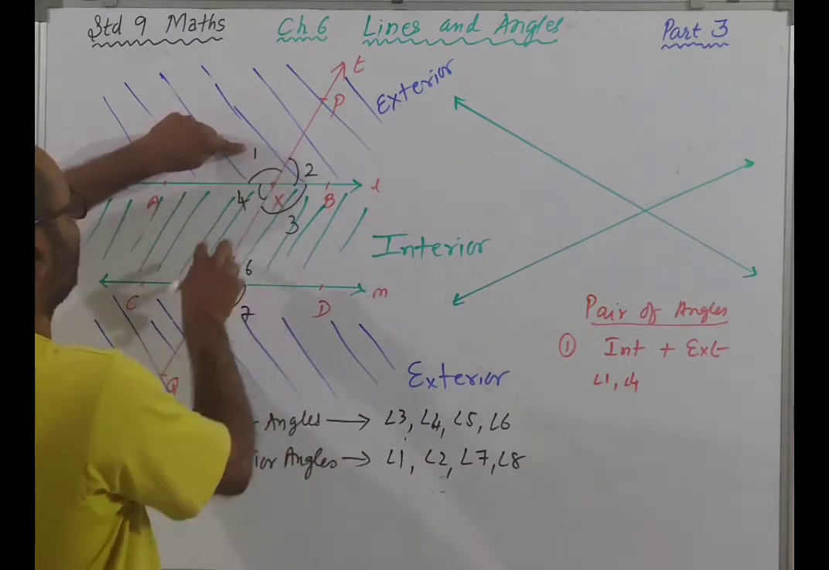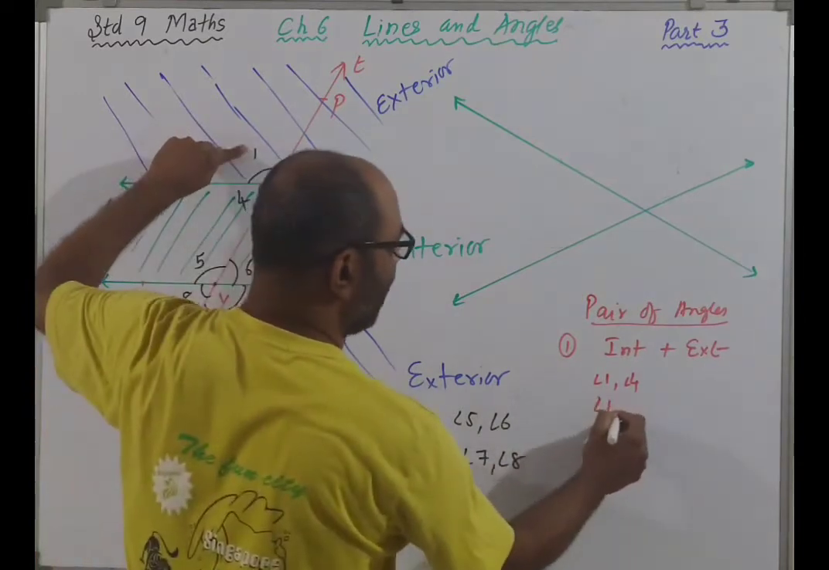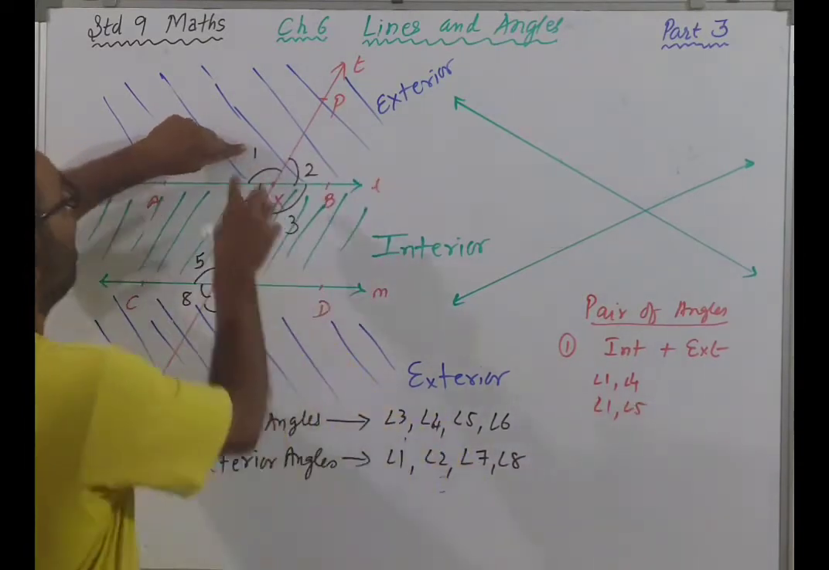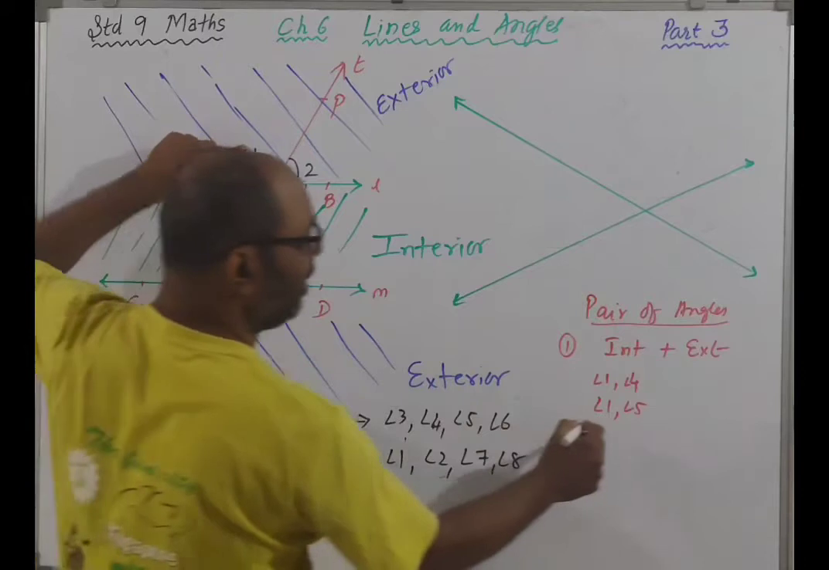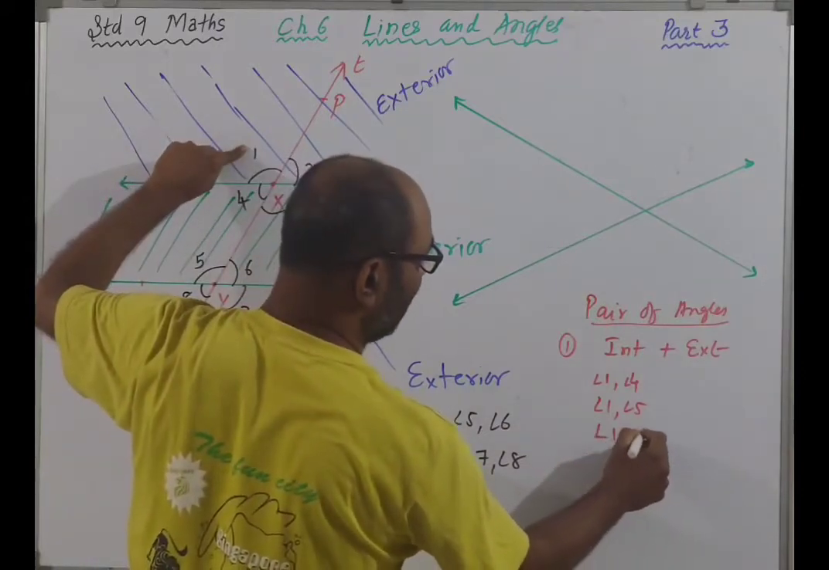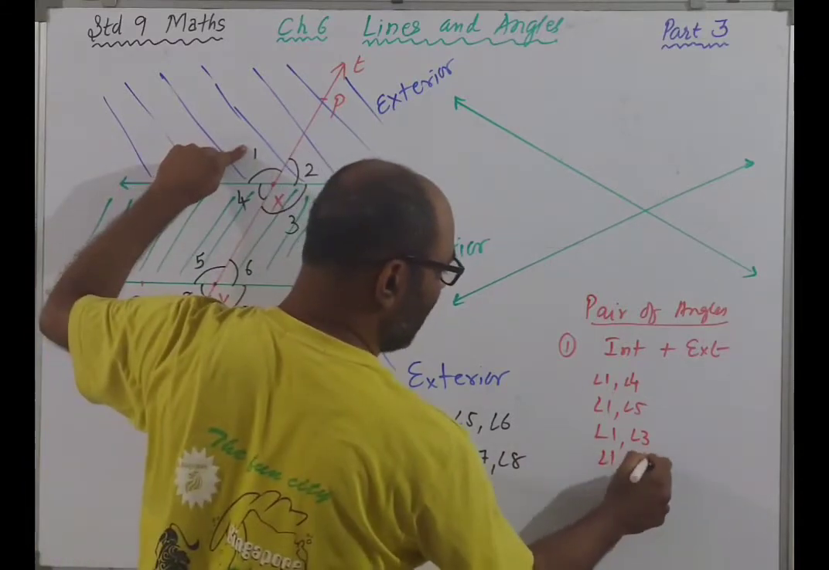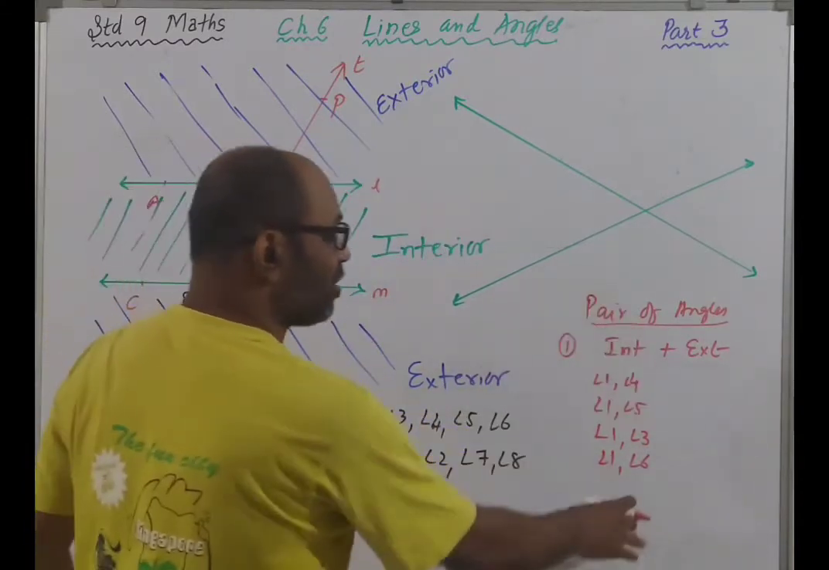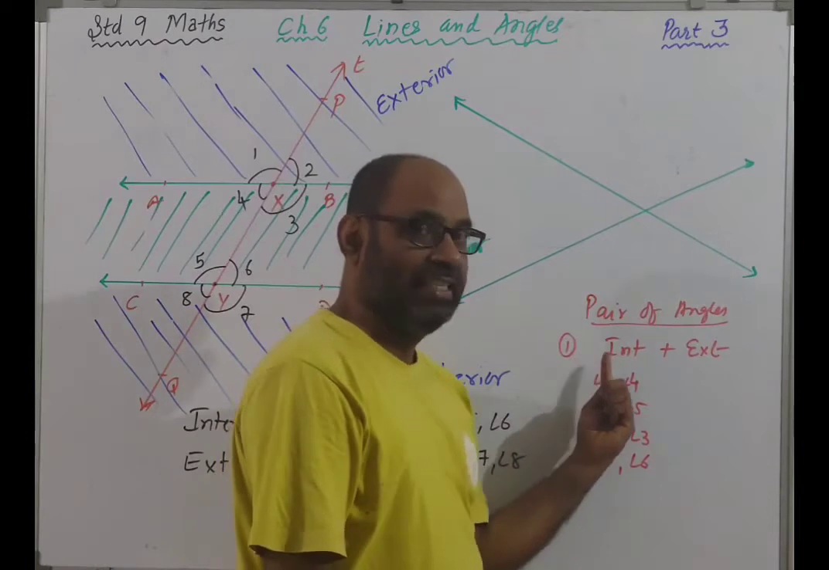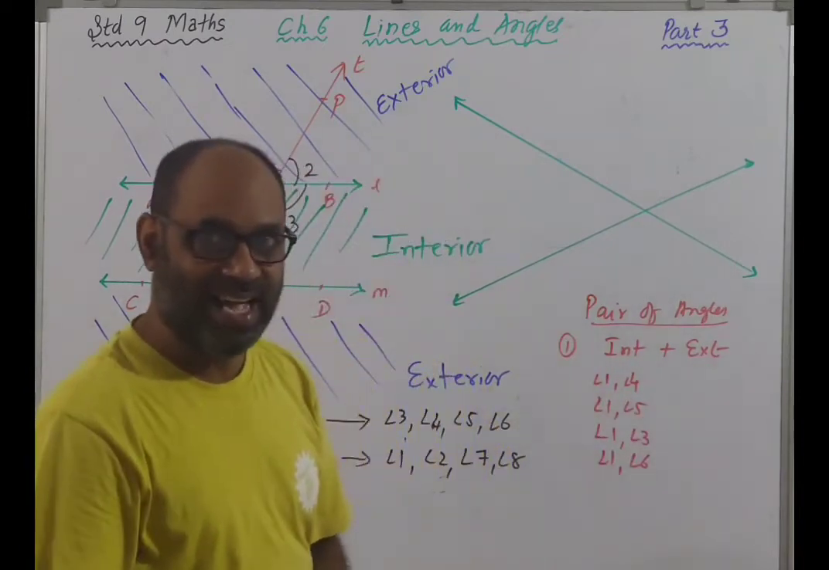1 or 5. 1 एक्सटीरियर में, 5 इंटीरियर में. एंगल 1 एंगल 5, एंगल 1 एंगल 3, एंगल 1 एंगल 6. These are pairs of angles in which one is in the interior and other one is in the exterior.